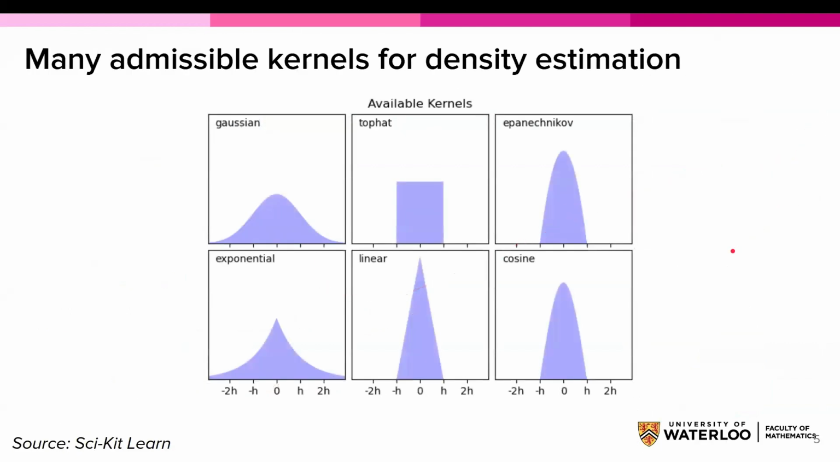The scikit-learn documentation gives some examples of admissible kernels for density estimation. The Gaussian is most common, but there are some other options like the top hat and the Epanechnikov kernel. The exponential, linear, and cosine are less common choices. But the key is that they share these properties of being symmetric and shift invariant, as well as non-negative and having a total area under the curve of 1.